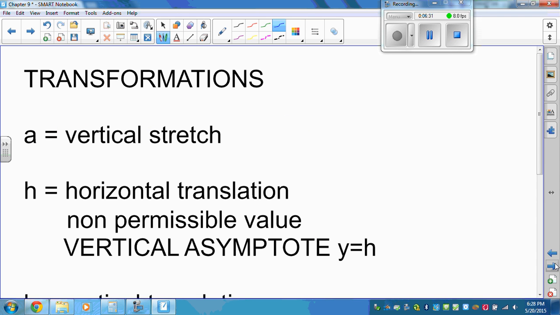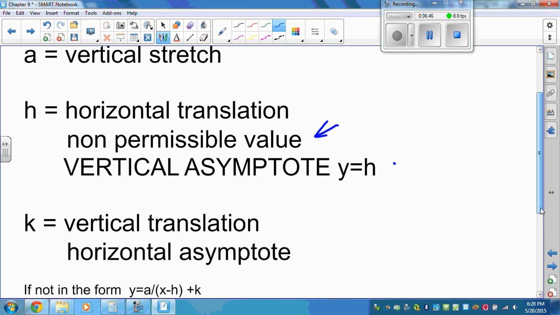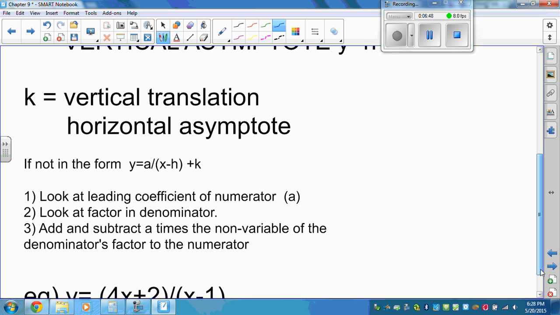Okay, so hopefully you saw that a was your vertical stretch. h is your horizontal translation. It also gives a non-permissible value and the vertical asymptote. k gives a vertical translation and it gives the horizontal asymptote of y equals k.